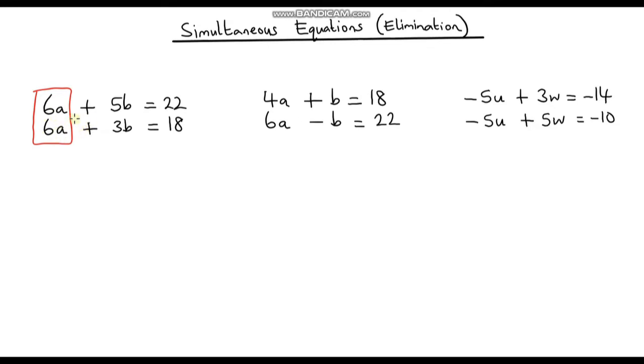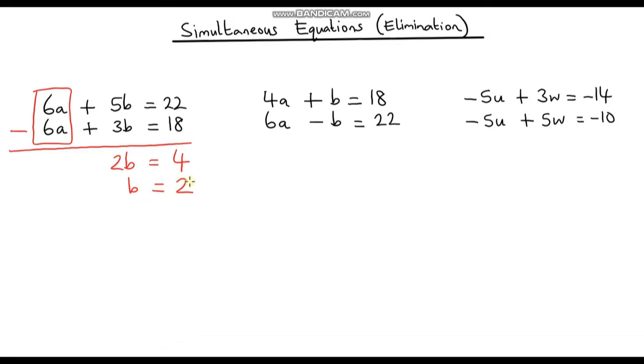Well, in this scenario, we would subtract one equation from the other. Because notice, if we do 6a minus 6a, those will just cancel out. So let's just go through this first example to see what our solutions will be. So 6a minus 6a cancels out. 5b minus 3b gives us 2b. And that equals 22 minus 18, which is 4. So if we divide both sides by 2, we've got b is equal to 2. So that's our first solution.